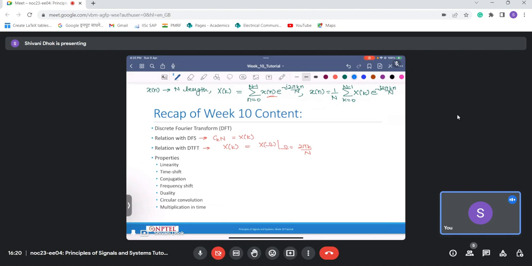Similar to the properties of DTFT, we have properties for DFT as well. So let's say that x1[n] has N-point DFT X1[k] and x2[n] has N-point DFT X2[k].